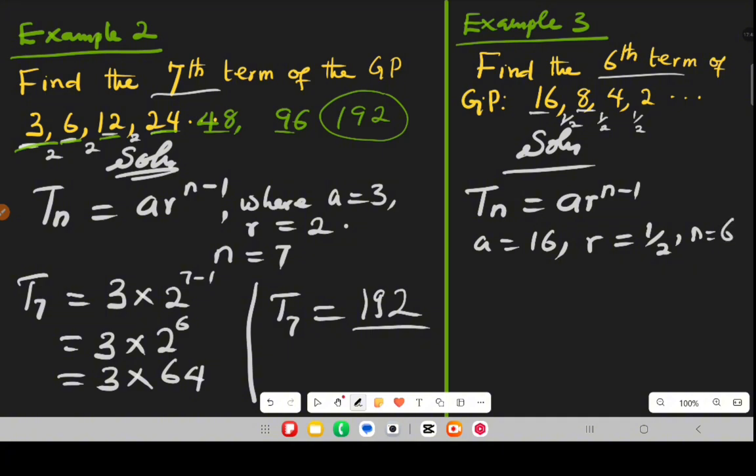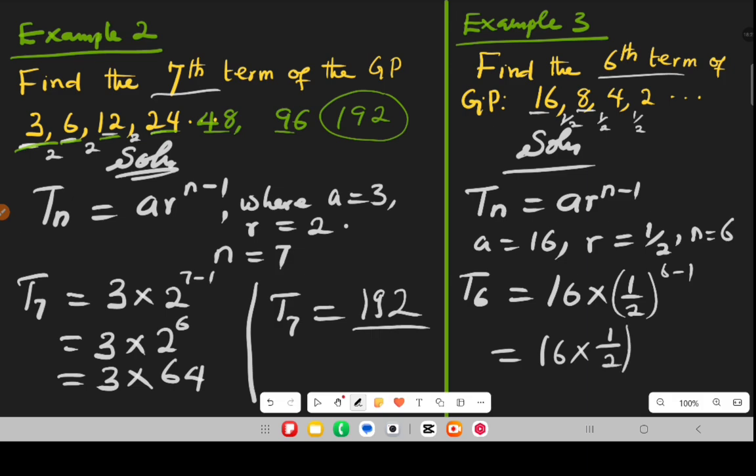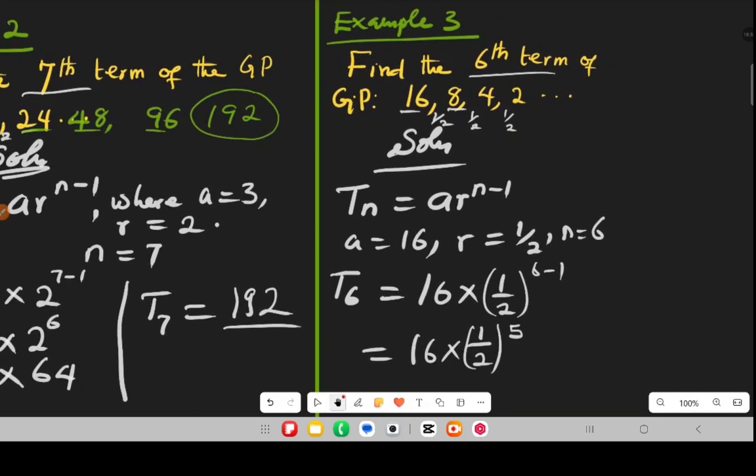Then if we put the value of 16, half, and 6 in place of a, r, and n, respectively, into this formula, we have T6 is equal to 16 times 1 over 2, which is the r, raised to the power of 6 minus 1. If we continue, we have 16 times 1 over 2 raised to the power of 5, which is 6 minus 1. Then we continue.